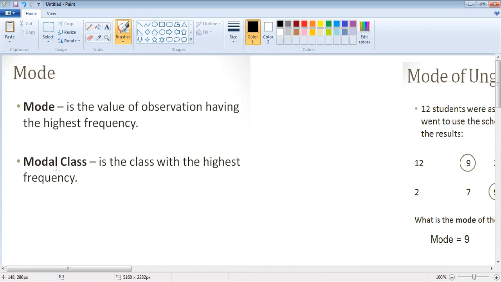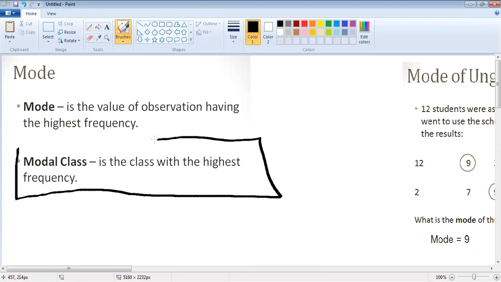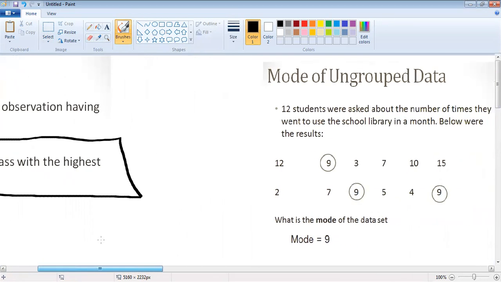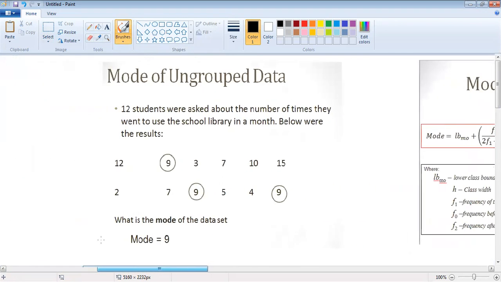When we say modal class, this is the class with the highest frequency. This is more applicable when we deal with group data. Let's go to mode of a group data.